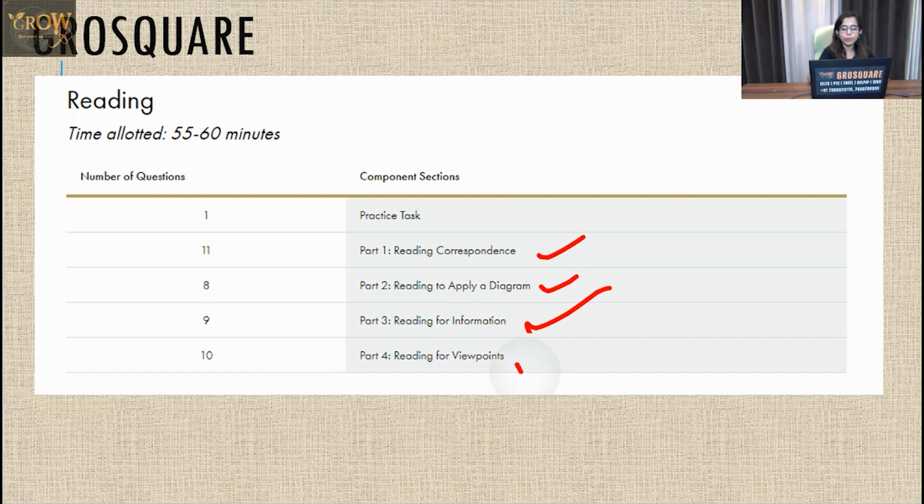If I talk about part 4, that is reading for viewpoints, I would say this is a little bit confusing for the students, because viewpoints can confuse the students, and it can make it feel difficult for the students to understand where to find and how to find. There are a lot of strategies that we are going to cover in detail in the next lectures, right? So let us understand the main things first of all.